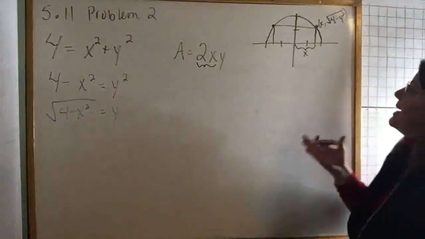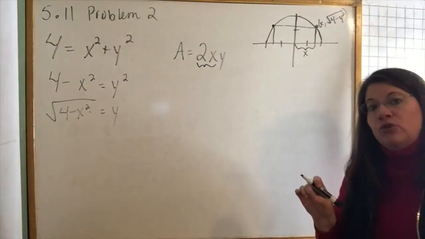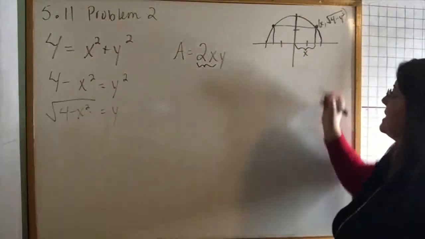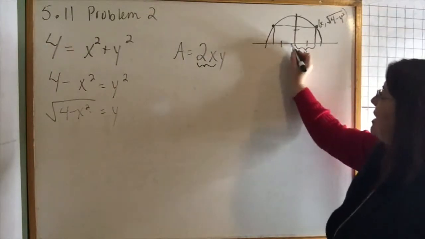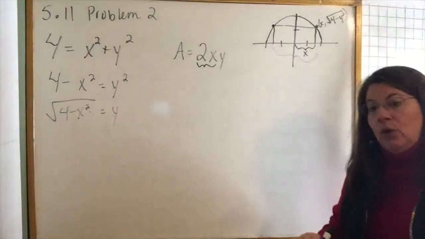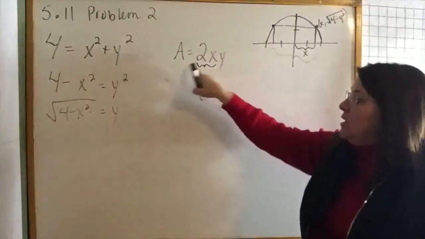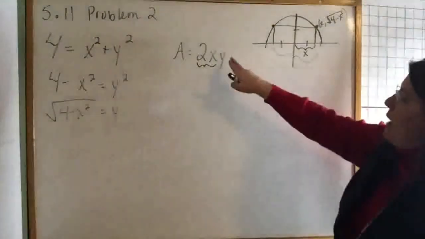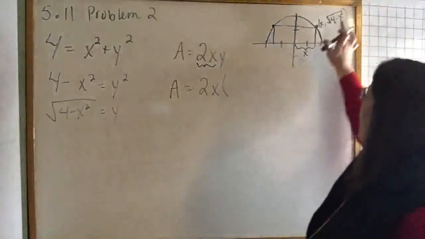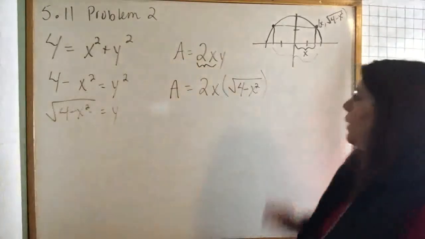So what we have to understand is that if this is going to be the largest rectangle within that semicircle, then it has to be symmetrical about the y-axis there. So what that means is this length is the same as this length. So the length of my entire rectangle would be twice x. That's why we have a 2x here. So we've got area equals 2x times y. So now I know my area equals 2x times y, which is the square root of 4 minus x squared.